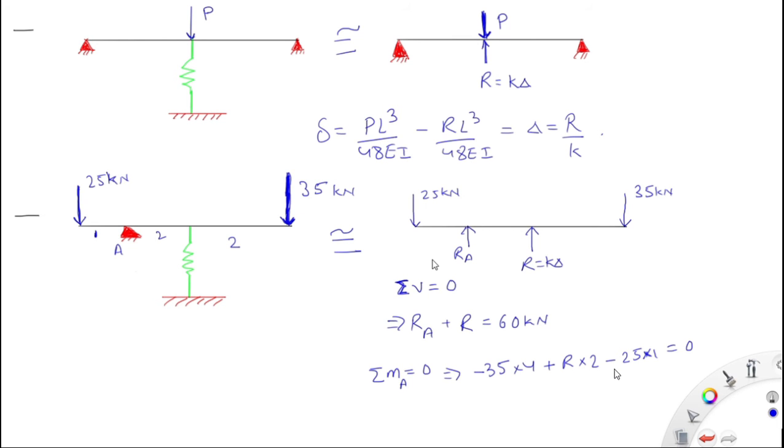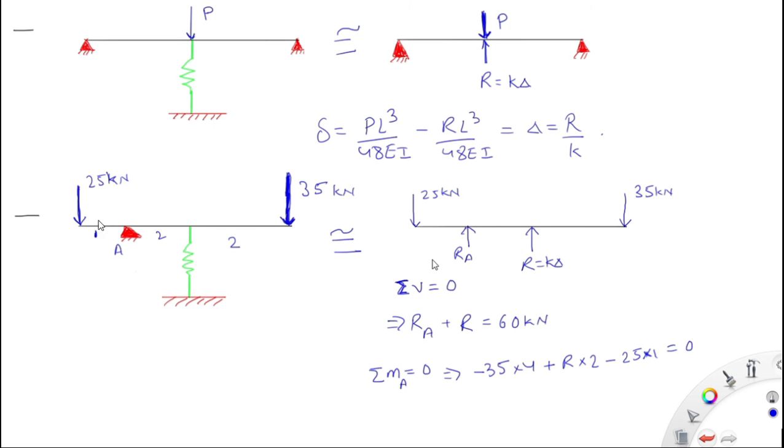So minus 35, because we are taking from the right side to the left side. You should always either take from the left side or the right side. So from right to left we are going, so minus 35 by 4, because this will give you a clockwise moment, while we should have an anti-clockwise moment for a positive value, so this is a negative value. Then R into 2, this reaction force into 2. This will be anti-clockwise, so this is a positive value.